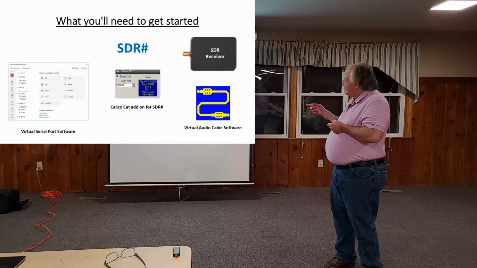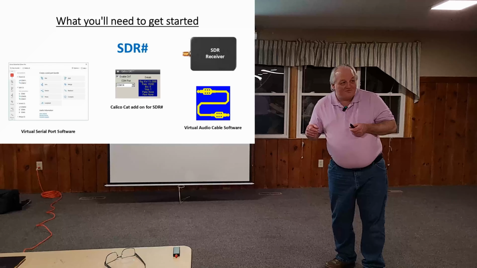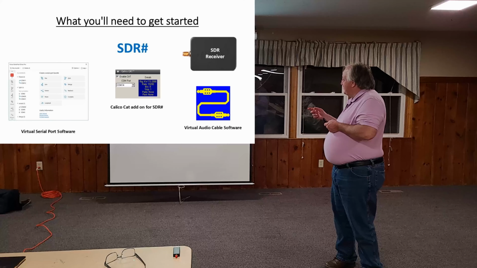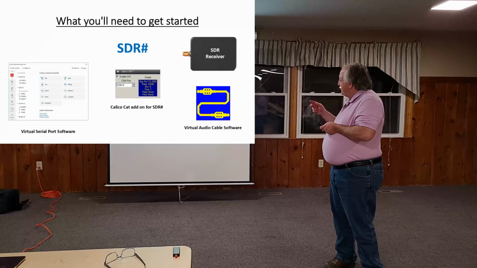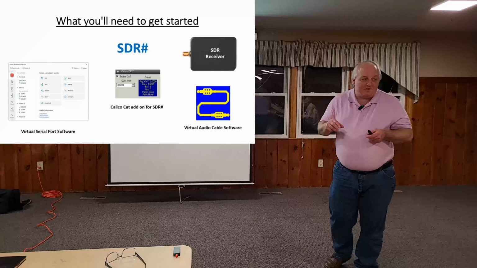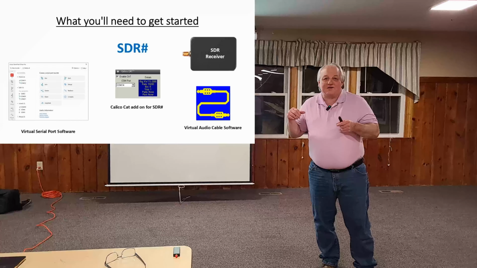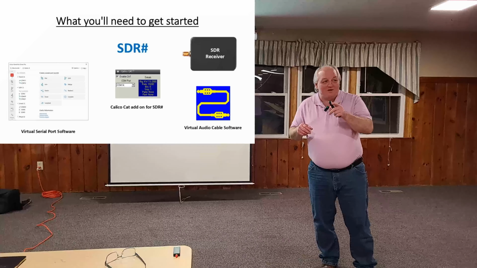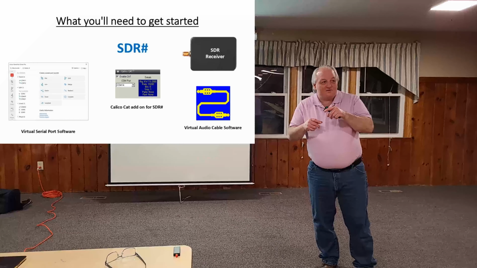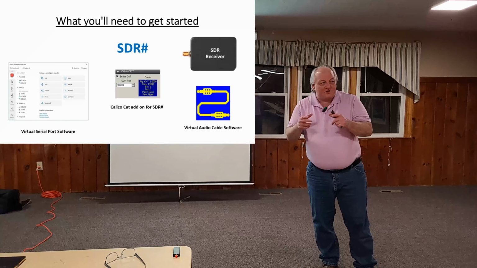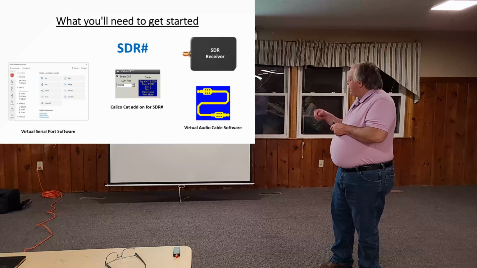You also need an add-on for SDR Sharp. This is an add-on program called Calico Cat. This is a program that's been around for a long time. And what this program does is it converts the commands from WSJT to SDR Sharp. So you basically tell WSJTX, I have a Kenwood TS2000, and it sends the command to Calico Cat, and it sends the proper command to SDR Sharp to change the frequency and do things like that. So you need that as well.